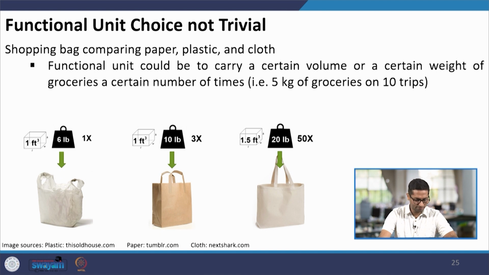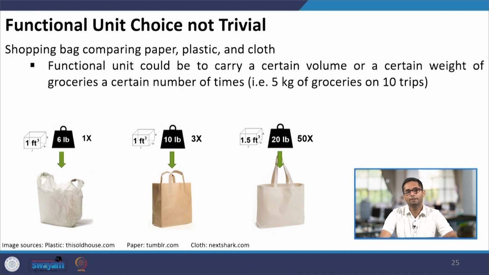Of course, we have just put in the numbers. Suppose I am talking about a plastic bag. I can use this plastic bag one time only. It might have a volume of around 1 feet cube, and the weight it can hold is around 6 pounds.